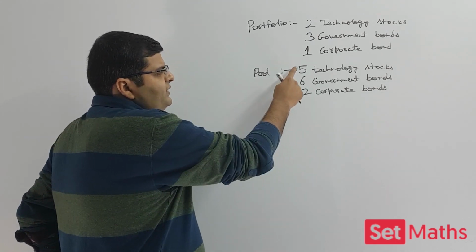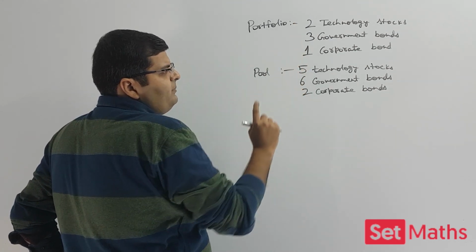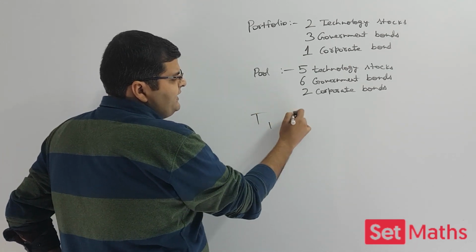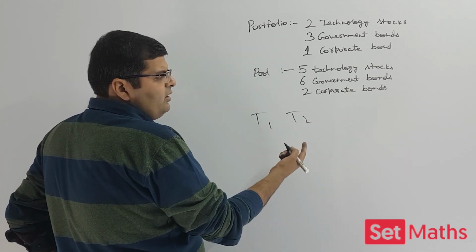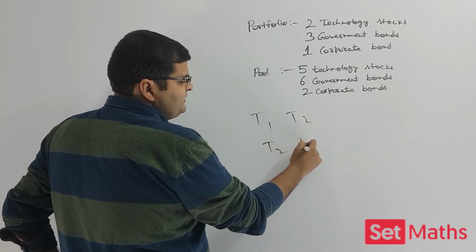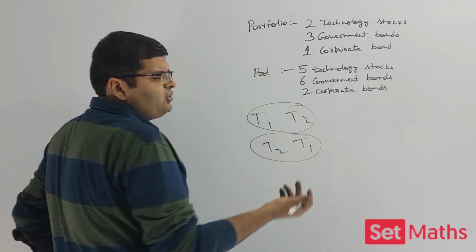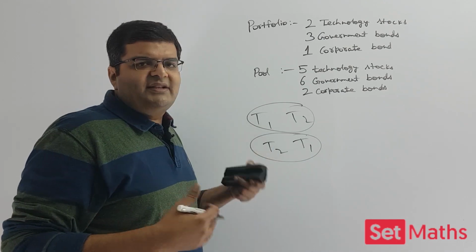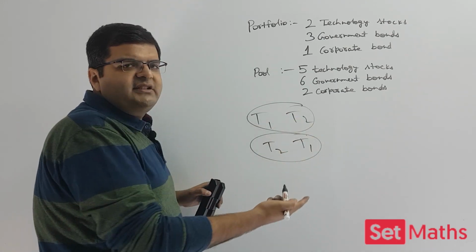First of all, the manager will choose 2 technology stocks from 5 technology stocks. So from 5 technology stocks, let's say I choose T1 and T2. If I change the order of choice, that is T2 and T1, in both cases it is the same thing. I have the same stocks in the pool, the result doesn't change. And we know that when order of selection doesn't matter, then it is a combination question. Here order of selection doesn't matter.